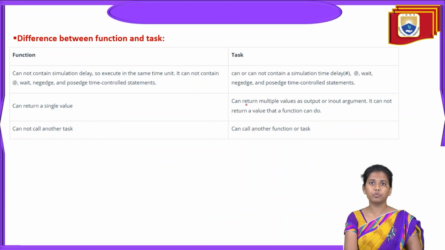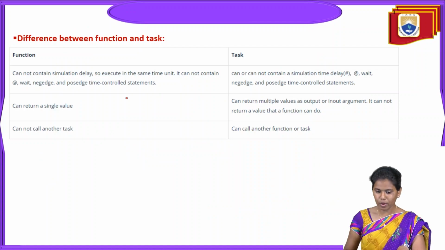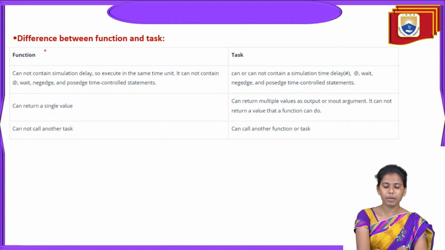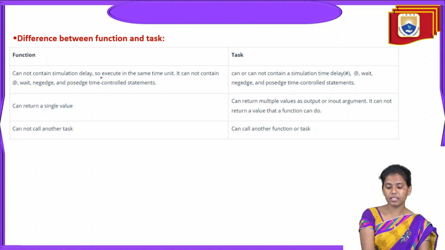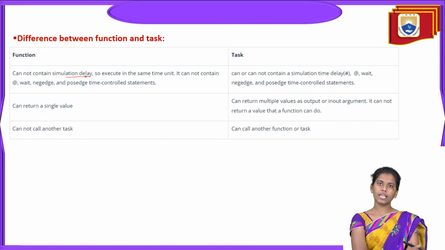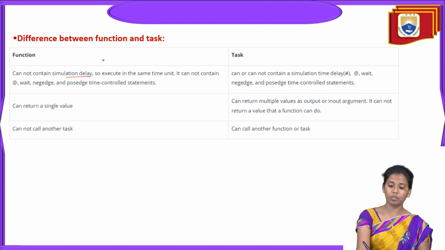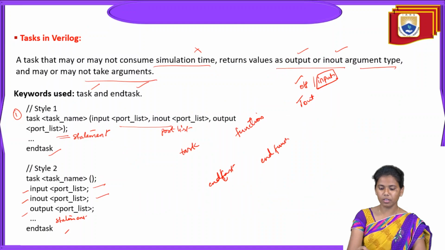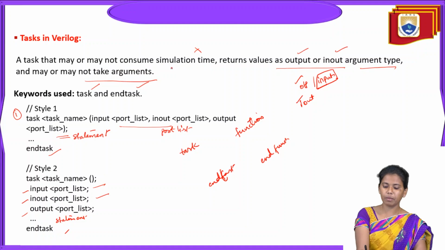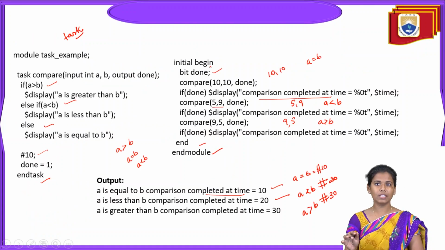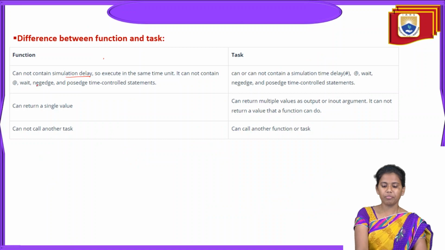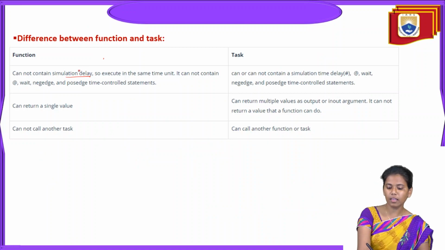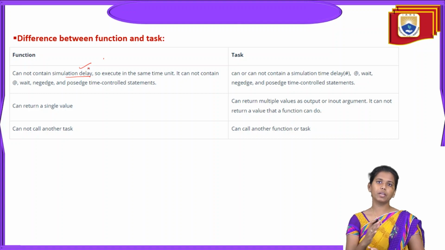And now we will see the difference between functions and task. So what are the functions and task? Functions cannot contain simulation delay. So here we are saying that functions do not consider the timing constraint, right? Here it is mentioned that they may not consume simulation time. So when they are not considering the simulation time, obviously the function cannot contain the simulation delay. When there is no simulation time, no simulation delay is to be considered.